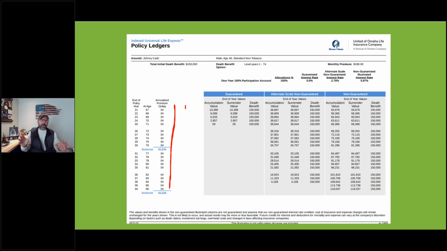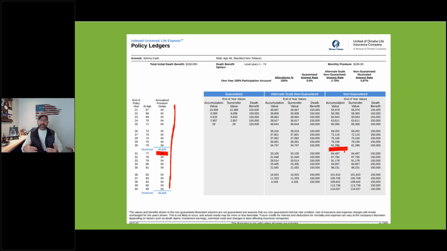Because remember, we're comparing a 30-year term, so I wanted to do apples to apples, so to speak. At the end of 30 years, even though your client only put in 45,600 in premiums, the accumulation value has the potential of being $81,686. Wow.